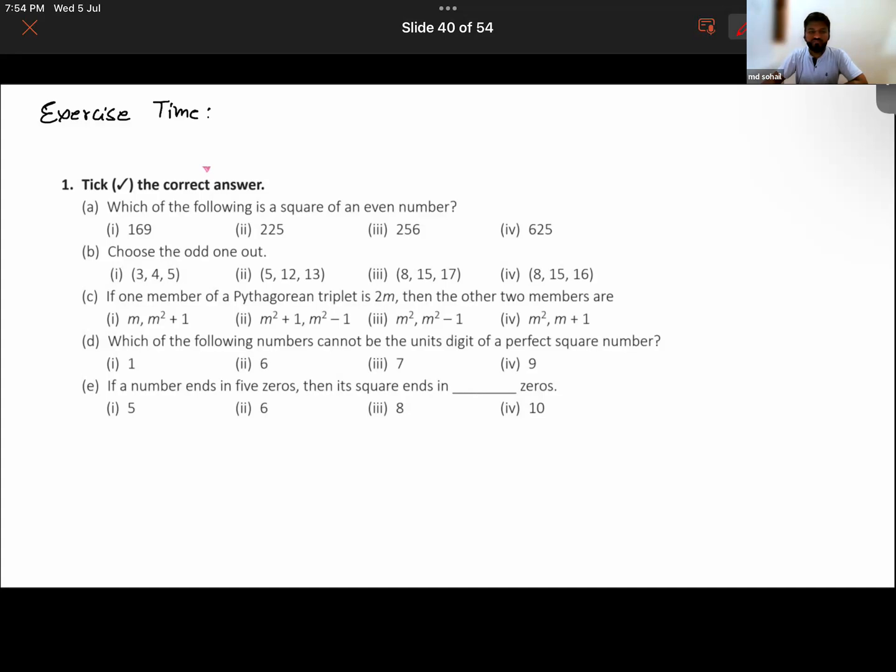Sir, 625. No. 625 is not a square of an even number. It's the square of 25. 25 squared gives you 625.